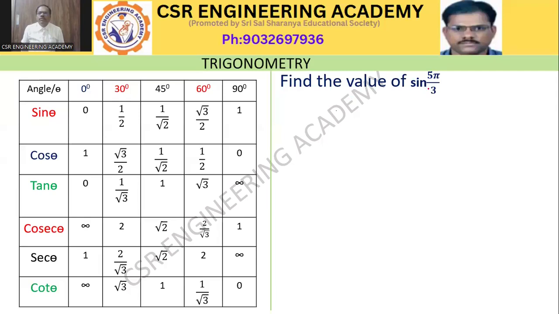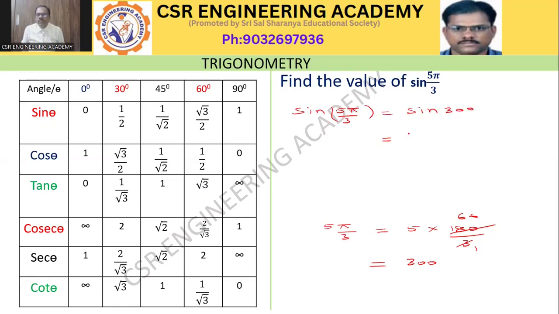Find the value of sin 5 pi by 3. 5 pi by 3 is equal to 5 into pi value 180, 180 by 3. 3 ones are 360, it is equal to 300. Sin 5 pi by 3 is equal to sin 300, which is equal to sin(3 × 90, that is 270, plus 30), which is 300.